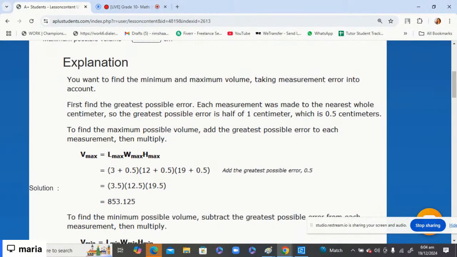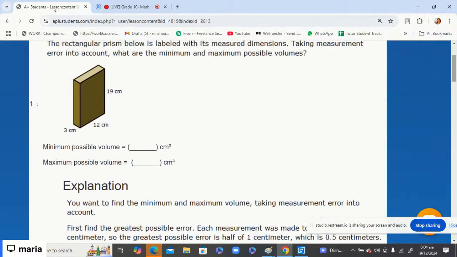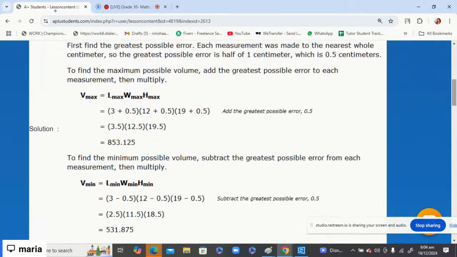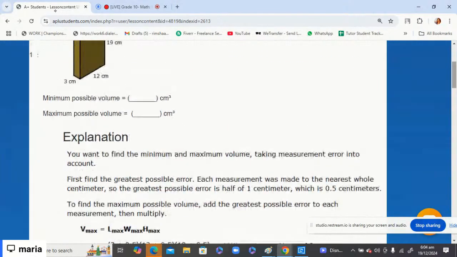When you want to find the minimum and maximum volume, taking the measurement error into account, first find the greatest possible error. Each measurement was made to the nearest whole centimeter. So the greatest possible error is half of 1 centimeter, which is 0.5 centimeter. To find the maximum possible volume, add the greatest possible error to each measurement, then multiply. So the volume is length times width times height, 19 times 12 times 3.